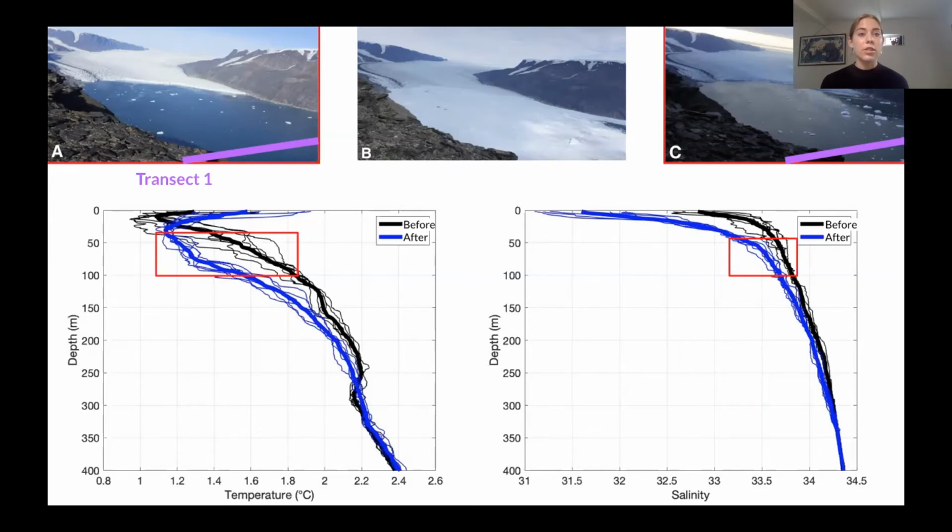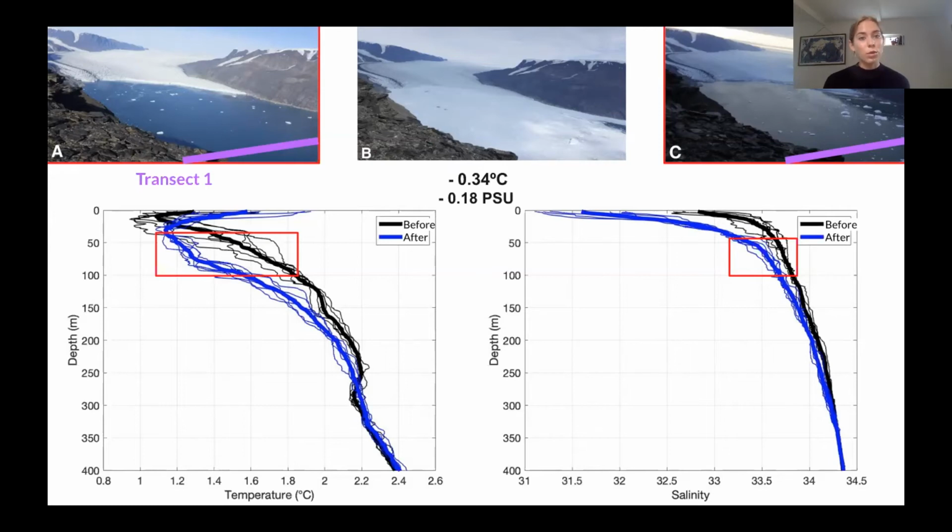In addition, the surface layer tends to be highly variable. So for these reasons, we would expect not only 50 to 100 meters to feel the greatest impact of any melting, but to also be the most reliable data. And so what we end up seeing is that in this area, the water cools by an average of 0.34 degrees Celsius and freshens by an average of 0.18 PSUs.